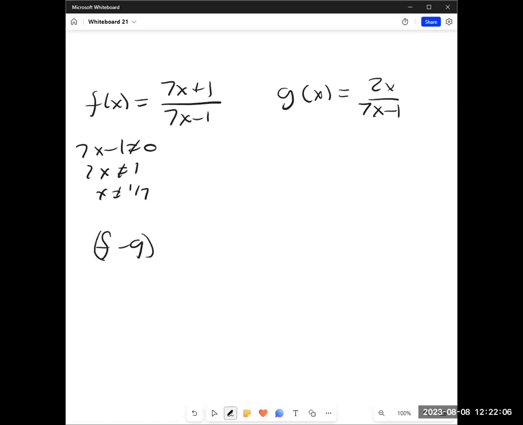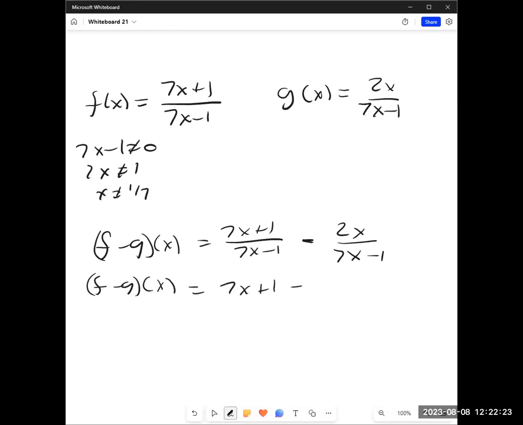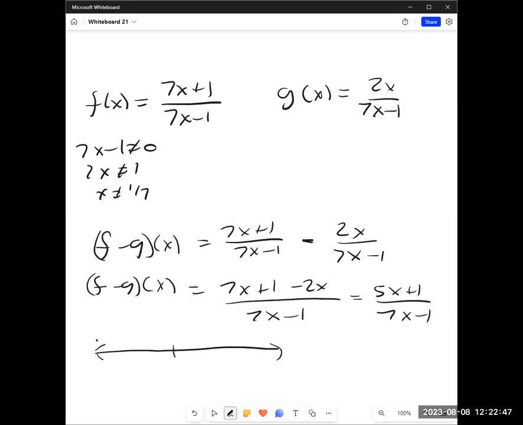Let's see, we want to subtract. So we've got 7x plus 1 over 7x minus 1 minus 2x over 7x minus 1. So f minus g is going to be 7x plus 1 minus 2x over 7x minus 1. 7 minus 2 is 5, and 7x minus 1, like so. And again, my domain here is going to be that 1/7 is eliminated from the domain.